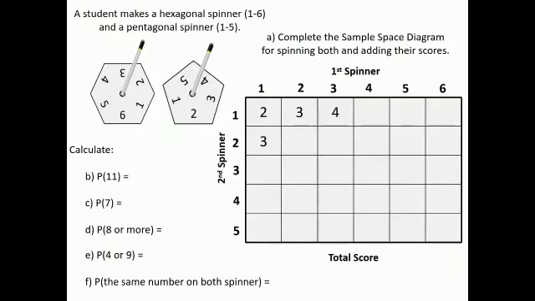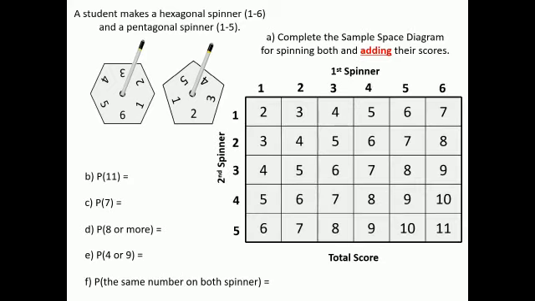Okay, so one more example here. There are 2 spinners. One is written 1 to 6, another is 1 to 5. You can complete the space diagram by adding, because the question is to complete the space diagram for spinning both and adding their scores. So what is the total outcome we got? It is 6 and then 5, 6 into 5, 30. So, you will get 30 boxes here.